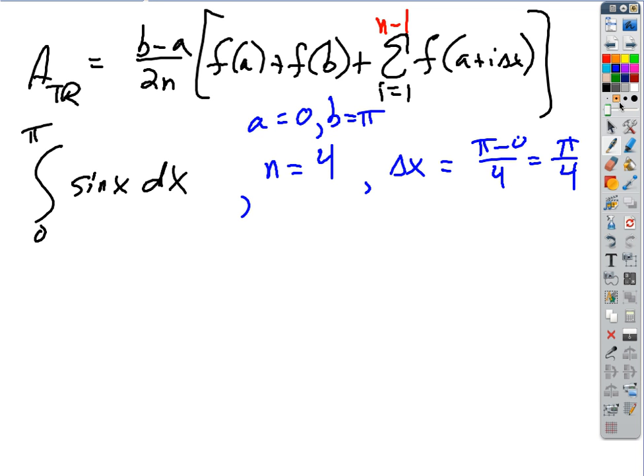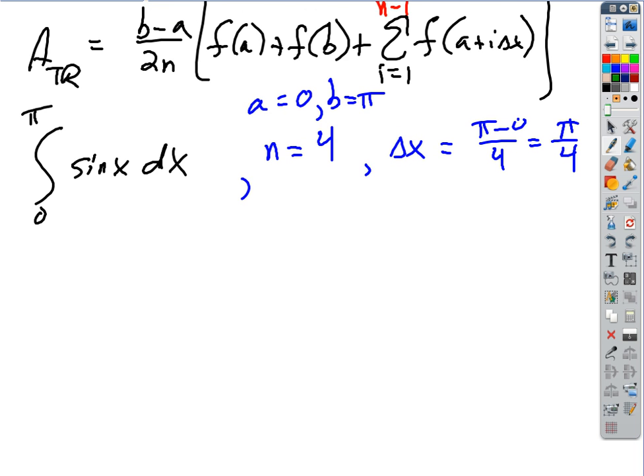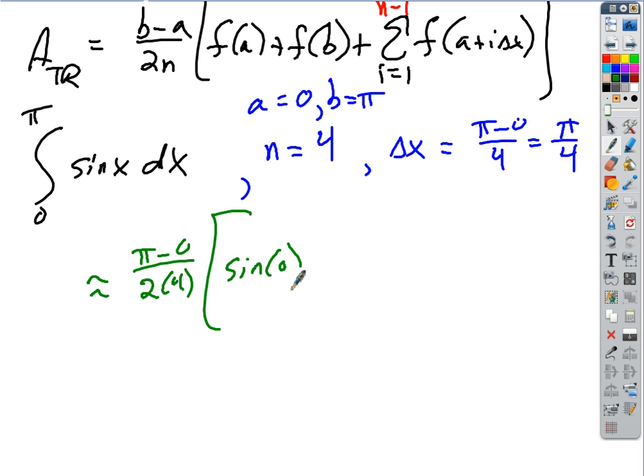Why is it 4? I just picked it arbitrarily. I just said, what if we pick n to equal 4? We have to pick n. Now we don't know if that's good or bad. It's not going to be very good, I can tell you that. But if we pick n equals 4, it's going to give us an answer. But then comes the issue, how accurate is that?